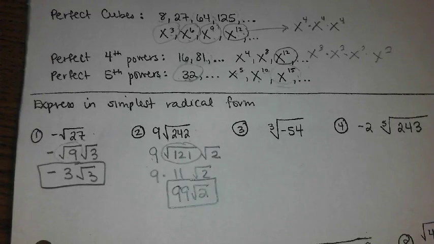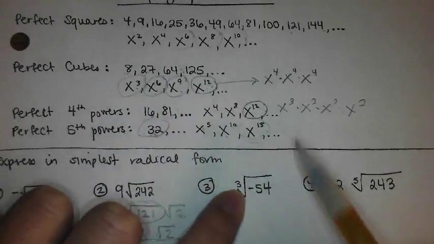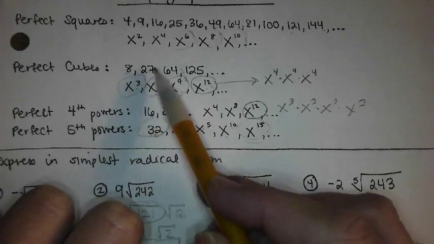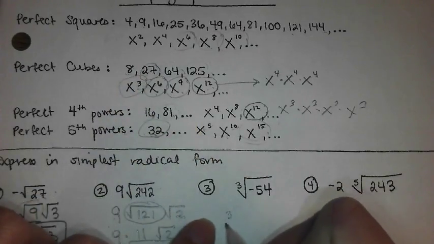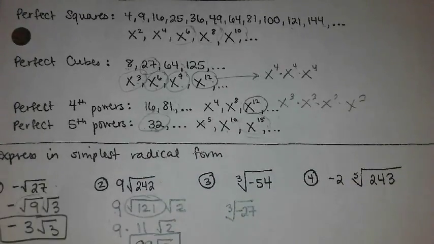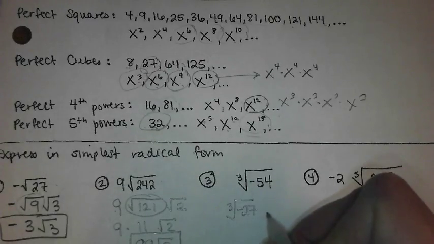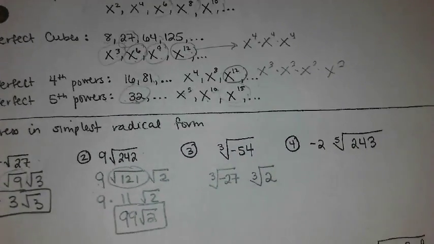If it's a cubed root, we look for the biggest perfect cube that goes into the number. 54, if I look at my perfect cubes list, 27 goes in. So I'm going to split this up into the cubed root of negative 27. Keep your negative sign with the number that we know the cubed root of. 27 times what gives me 54? 2. So I broke up negative 54 into negative 27 times 2.